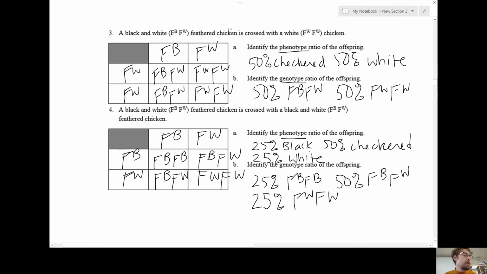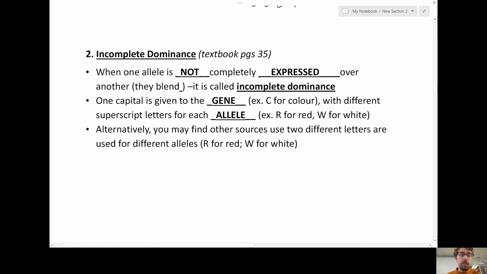another type of dominance, incomplete dominance. So this is when one allele is not completely expressed over another. So they blend together. Neither one's dominant over the other. So these types of dominance follow similar rules to codominance. So you use one big capital letter for the gene. So again, like C for color, or if you're doing chickens, F for feather. And we're still going to use a superscript for the individual allele.